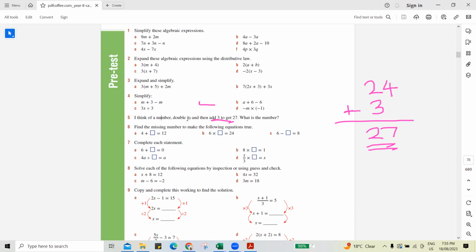Then you double it. You double this number. That means above that number should be 12. Half. Because if you assume the number is 12, double it, 24, then plus 3, 27. Right? You should go backward.